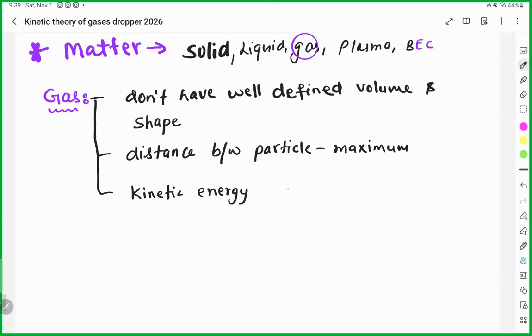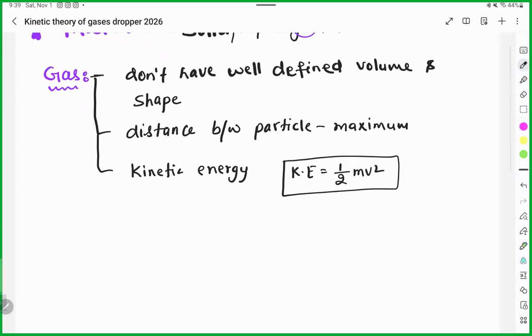And if they have kinetic energy, what is the normal formula of kinetic energy, Pratigya? Half mv square. This should be the normal formula of the kinetic energy. But one more thing, in gas, particles move randomly. There is no particular direction. If you change the shape, the direction will change.